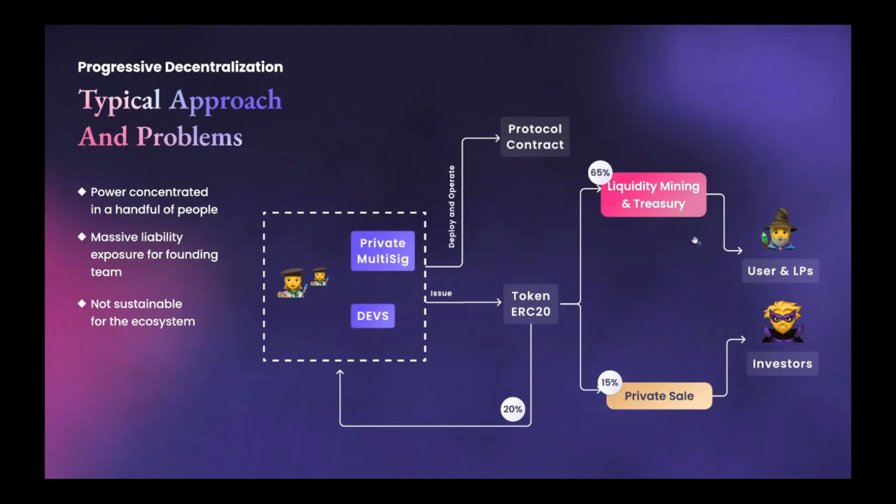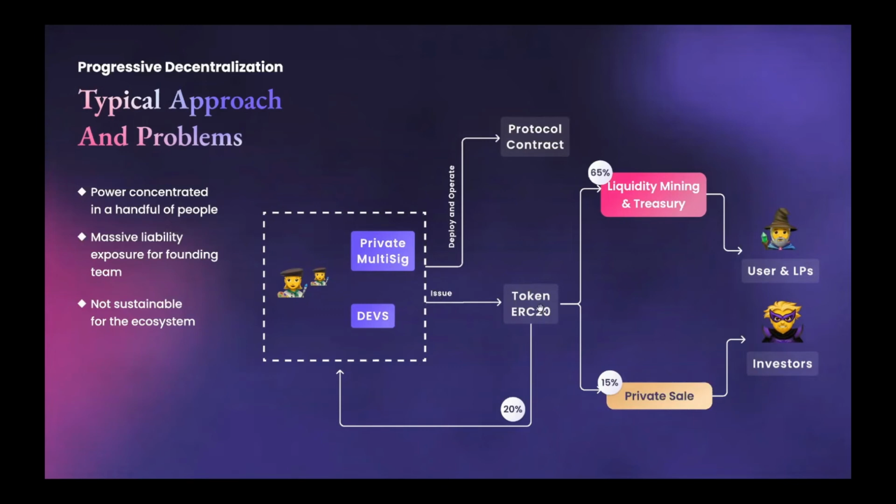And so if we take a look at how most protocols operate today, you will see that the result is massive amounts of liability for the founding members. So this is the normal setup. There is a group of devs. They set up a multi-sig. And from this multi-sig, they basically do a whole bunch of stuff. They deploy and operate the contract.